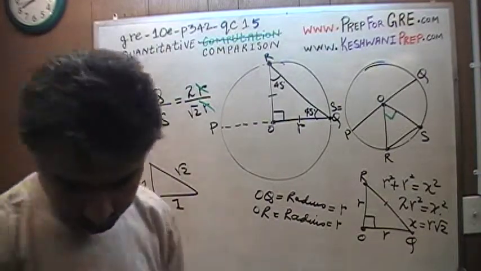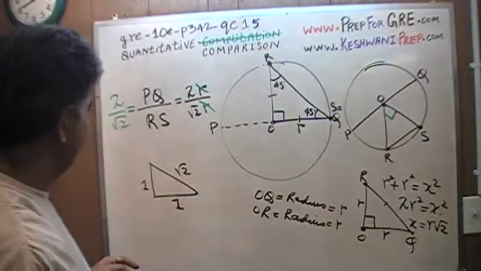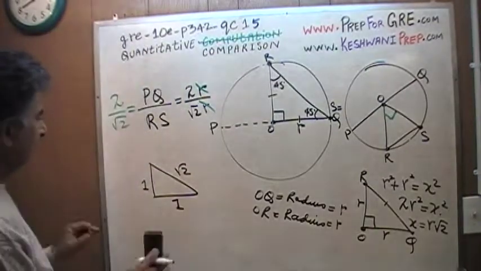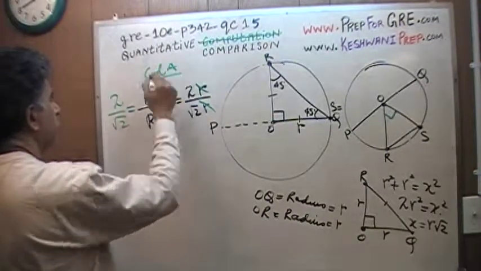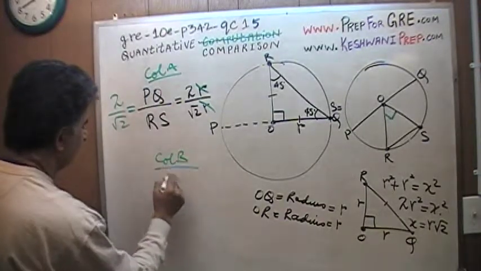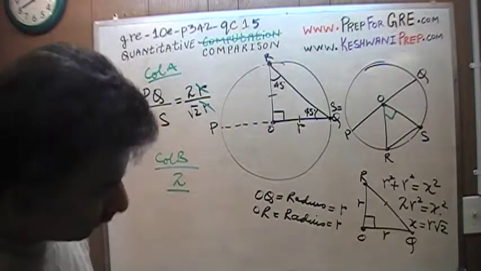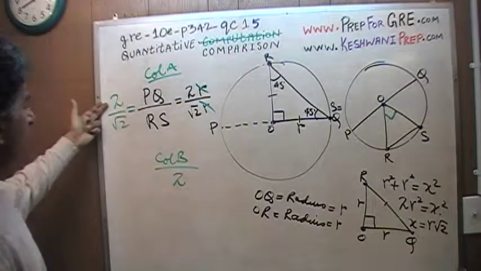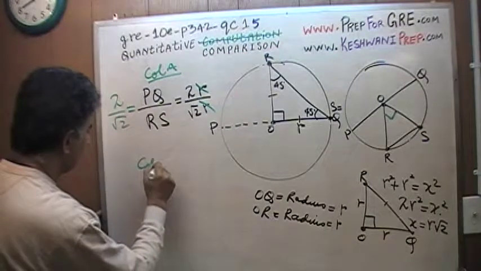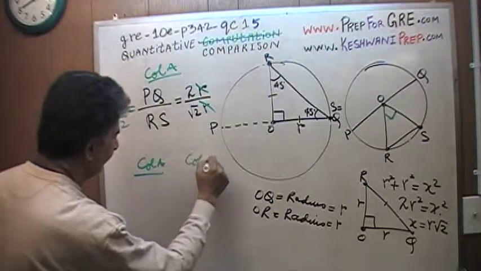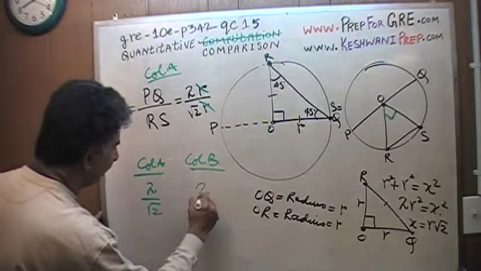What do we have in the second column? In the second column we have 2 over 1. In column B, so that's our column A. In column B, we have 2 over 1, it's just 2. So we have to figure out, is this quantity less than or more than 2? Let's put it here. Column A and column B. Column A is 2 over root 2, and column B is just 2.